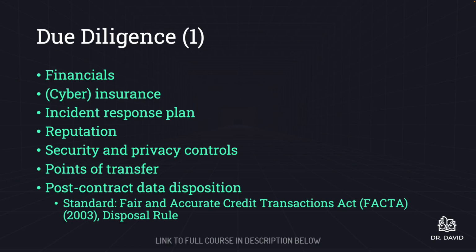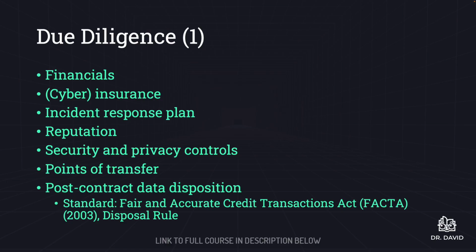And when it comes time for the contract to end, how will any data that you own that they process or store be disposed of? We refer to this as post-contract data disposition. With regards to this data disposition, there is a standard that comes from the Fair and Accurate Credit Transaction Act, or FACTA. FACTA was enacted in 2003, and there are two major rules that most privacy folks know about when it comes to FACTA.